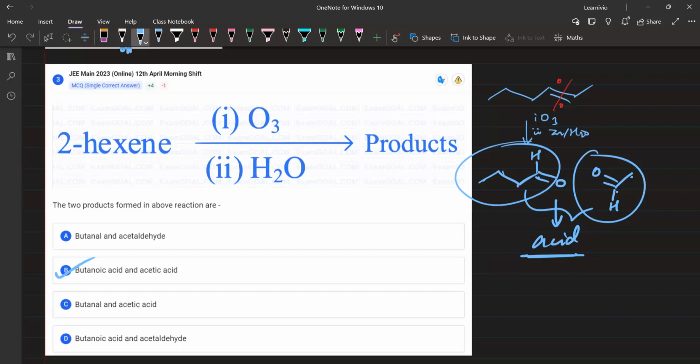In place of H2O, you can also use H2O2, hydrogen peroxide, and that will also give you the same product, acids.